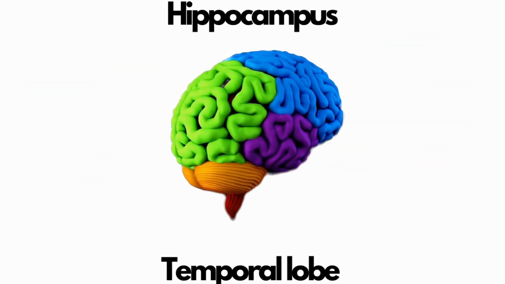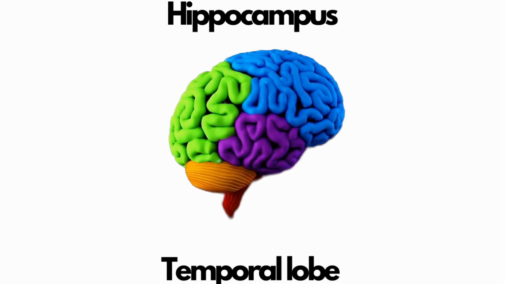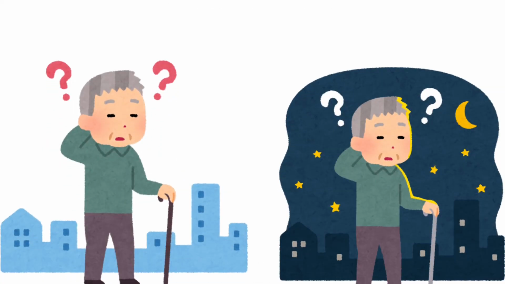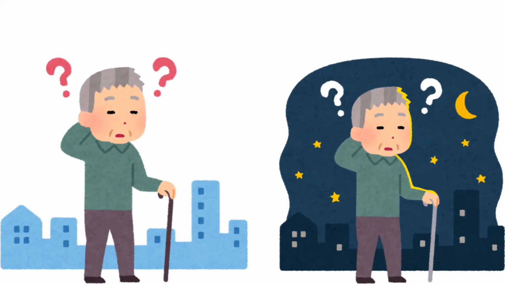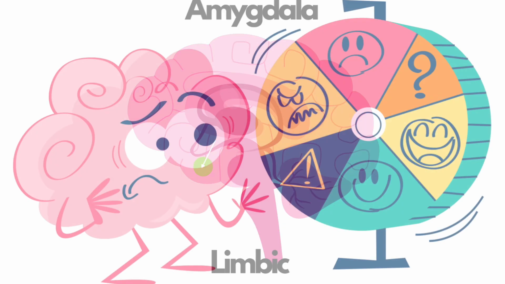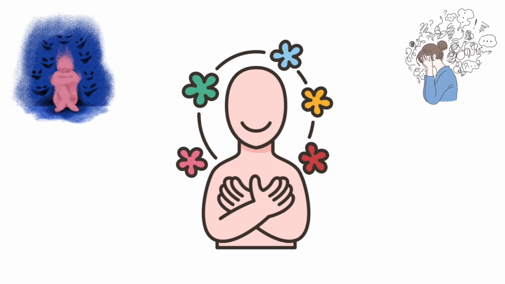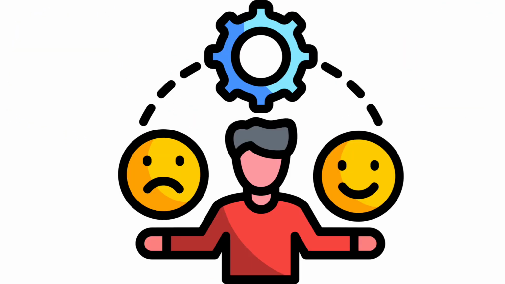Next, we have the hippocampus. It's in the temporal lobe. It's the brain's memory hub, and it's used for forming new memories and navigating space. If someone has damage here, it can lead to forgetfulness, disorientation, and difficulty learning new routines, which can severely impact independence. Next, there's the amygdala. It's part of the limbic system, and it processes emotions such as fear, stress, and pleasure. It can cause mood swings, anxiety, or inappropriate emotional responses, which makes social participation and self-regulation more difficult.